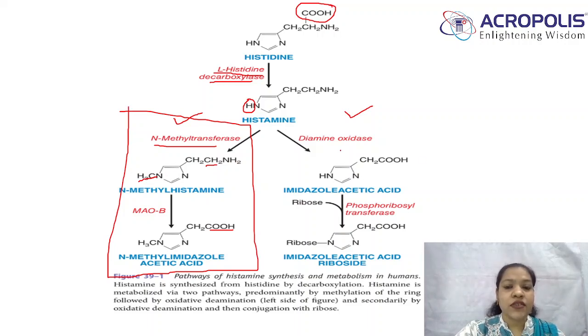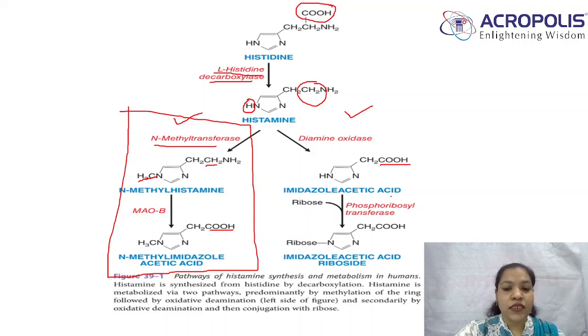Second, let us see its degradation by oxidation. So what happens here? Diamine oxidase, what will it do? It will oxidize this CH2. So we can see here this CH2 is oxidized to COOH. And what do we get? We get imidazole acetic acid.